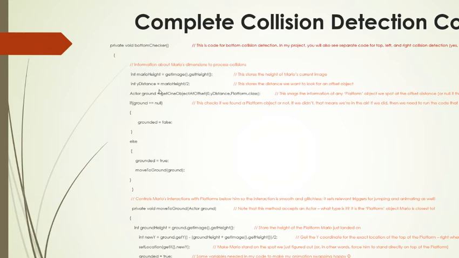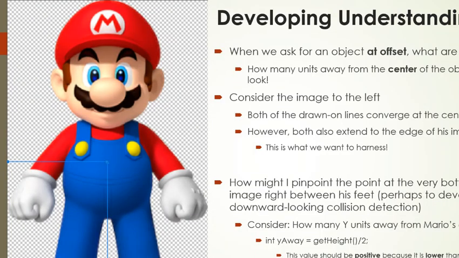What is this particular method doing? It's looking at right where my mouse is at the bottom, right down at the very bottom part between his feet. Is there a platform in that area, on that point?